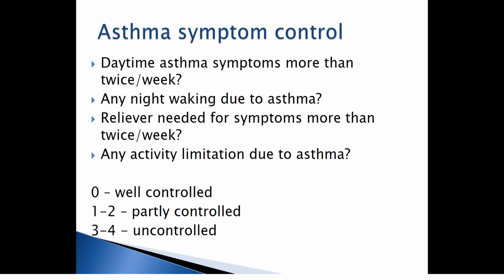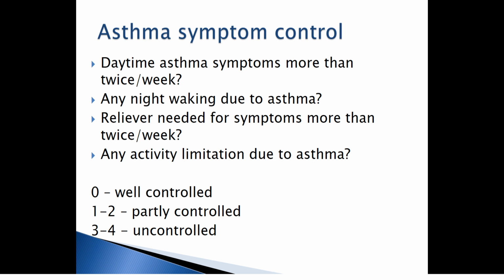So if all answers are no, it will be 0, well-controlled asthma. You shouldn't add any medication. You shouldn't increase the dose for this patient. You may even try to decrease the dose. If the total sum is 1 or 2 points, it means partially controlled. You may continue with the same dose, but you have to follow up the patient, and if next time again it is 1 to 2, you have to change the medication or increase the dose.